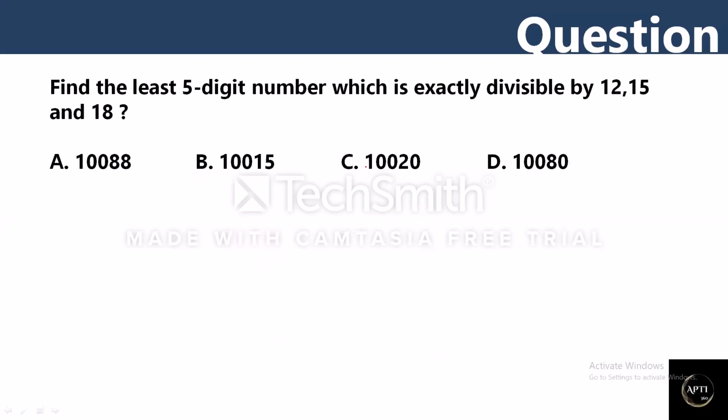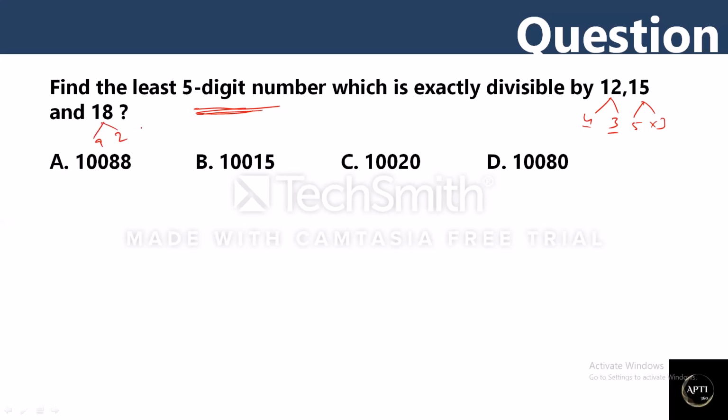Find the least 5-digit number which is exactly divisible by 12, 15 and 18. Now here, if you observe, the least 5-digit number which is divisible by 12, 15 and 18. Again you need to cross check with 4 and 3. The divisibility rule of 15 is 5 and 3. And what is the 18 divisibility rule? We need to cross check with 9 and 2.